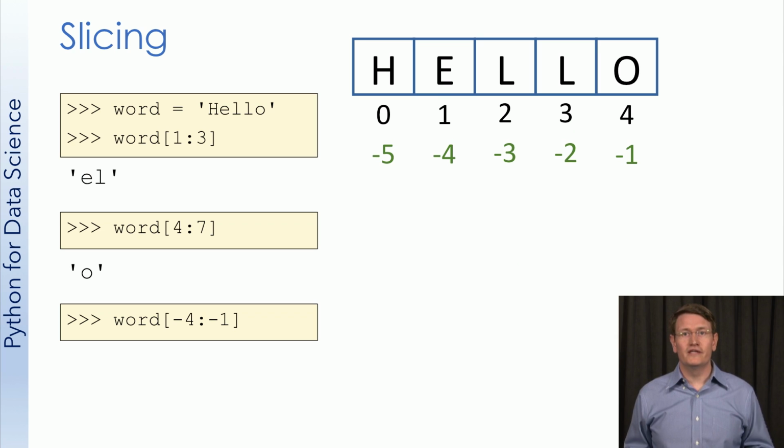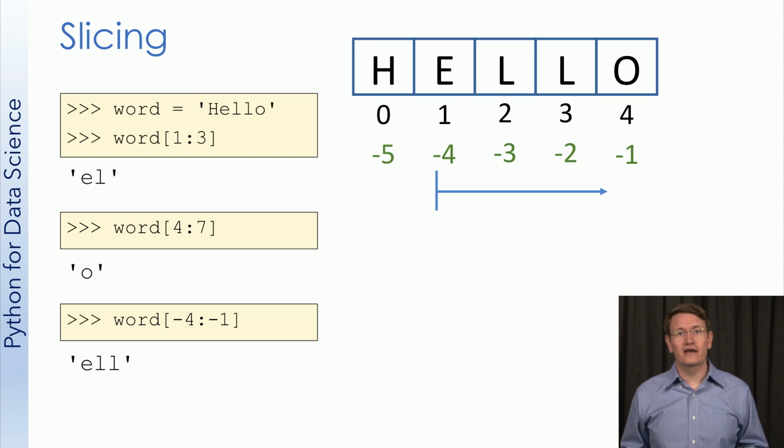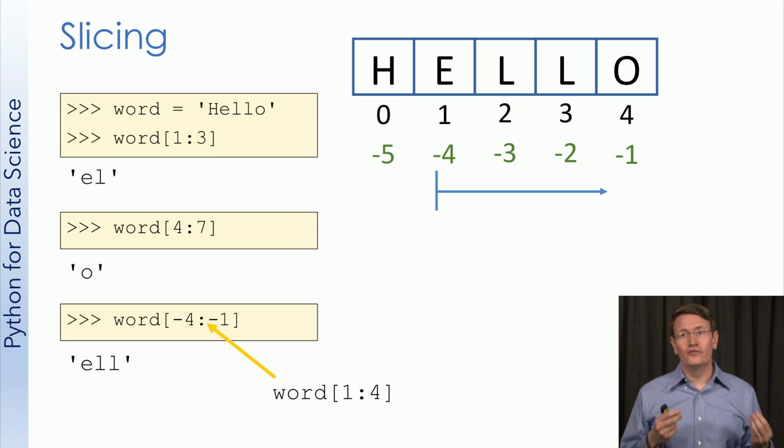Going back to our original idea, trying to get a substring from the word using -4 to -1 will give us back ELL. This is the same as asking for the word 1 through 4.